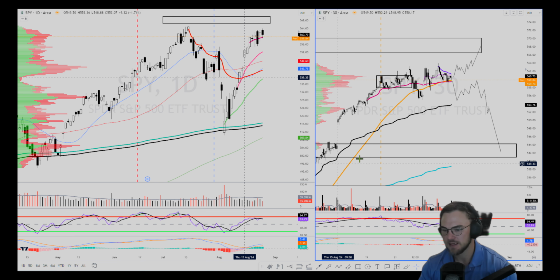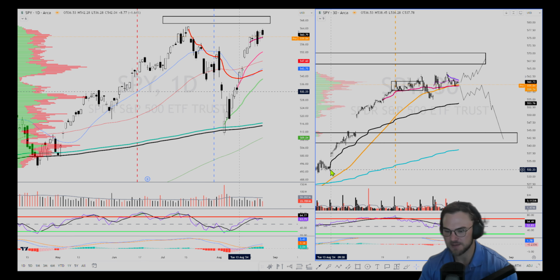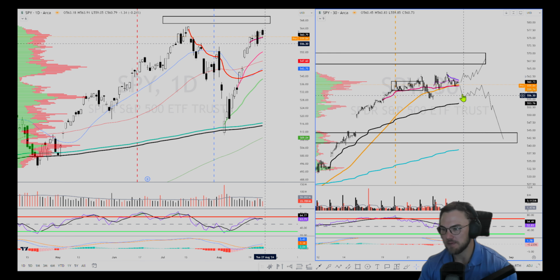So this VP and this anchored VWAP from this gap. Maybe we get a little shakeout to create a lower high in here, and then we could get a little bounce. And we'll see if we could get back above the 5-day moving average in that 2-day VWAP, 3-day VWAP, or if we reject and create a new low.